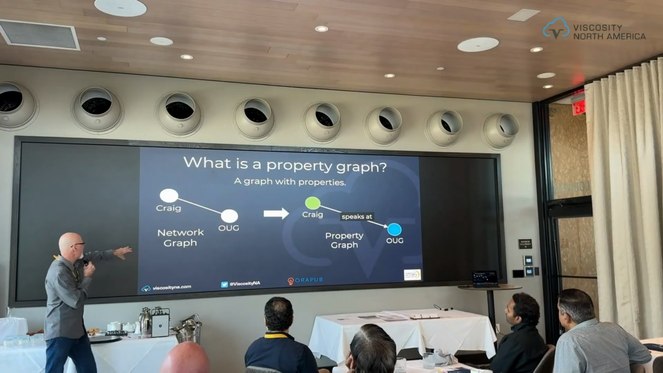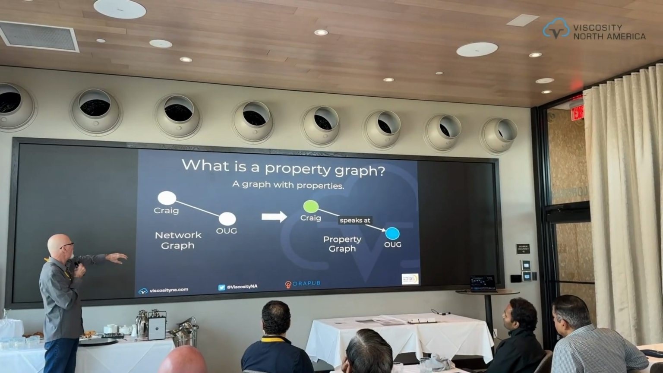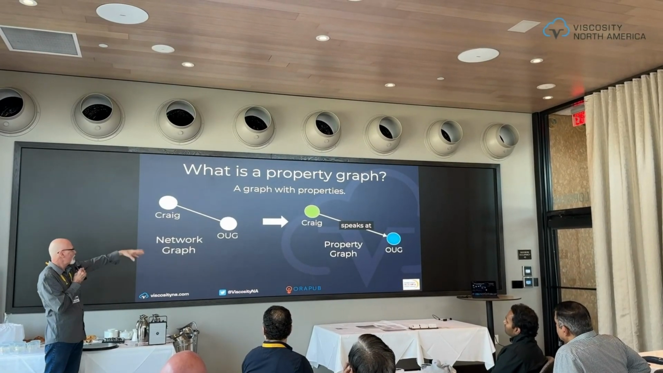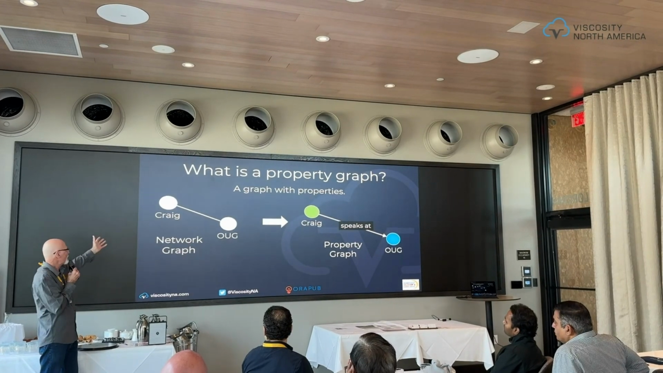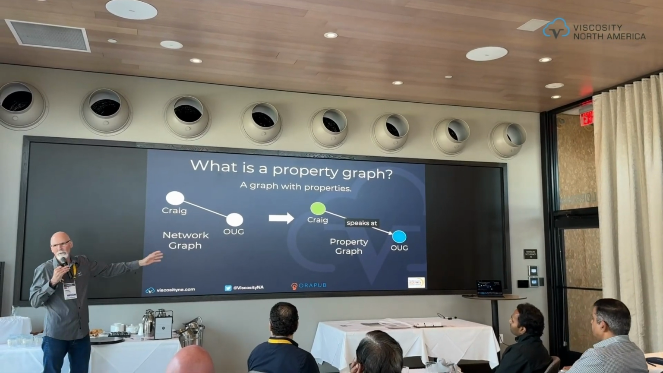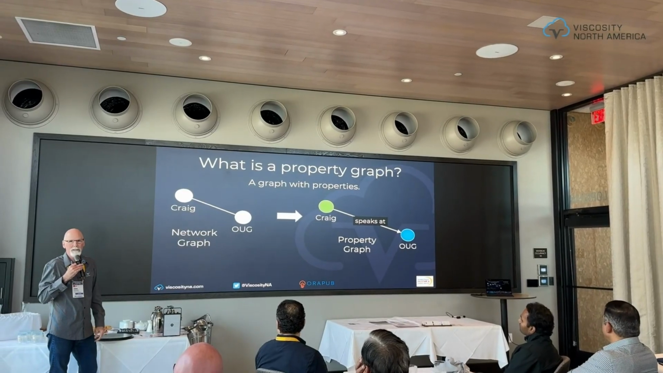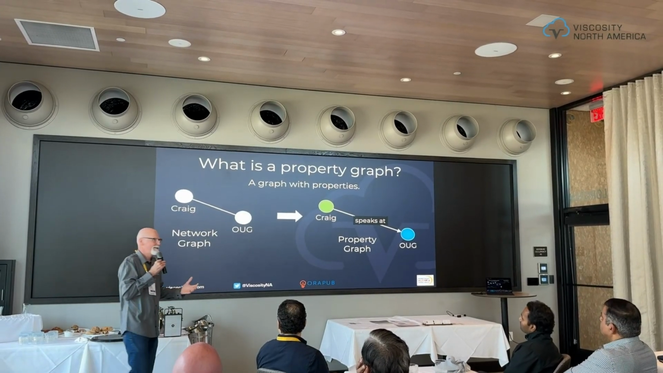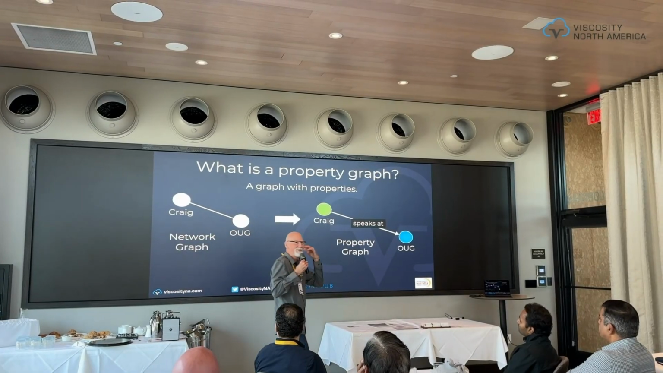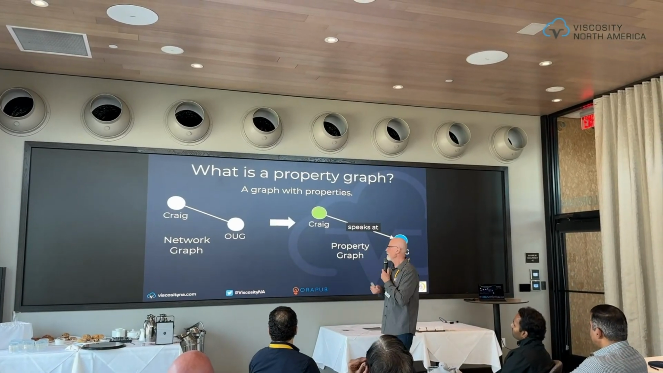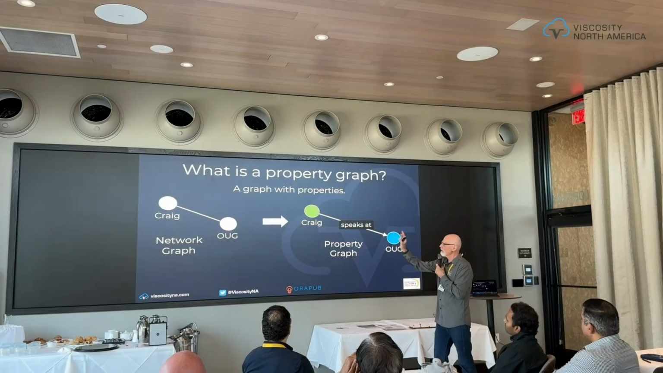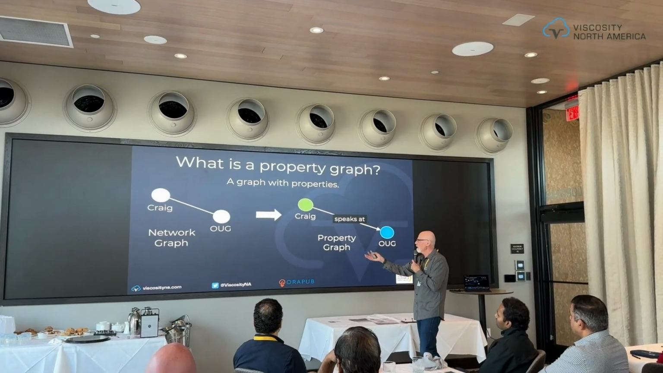Let's start with just a network graph. We've got a couple of nodes and there's an association. How you read that is Craig is associated with an OraPub user group, and the OraPub user group could be associated with Craig. Now, if you've done any relational database design, you'll know, it's really natural. So that's just a network graph. It just shows you a connection.